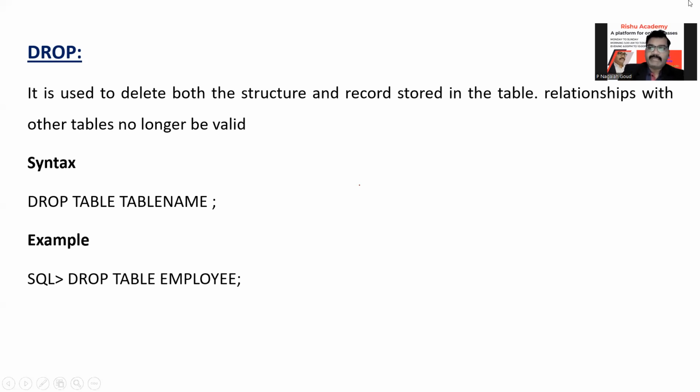The drop command completely removes the table from the database. You cannot roll back it, means you cannot restore it. Once the table is dropped from the SQL, you cannot restore it. So the general syntax here: drop is the command, table is the keyword, table name is a user defined word. So example, drop is the command, table is the keyword, and employee.